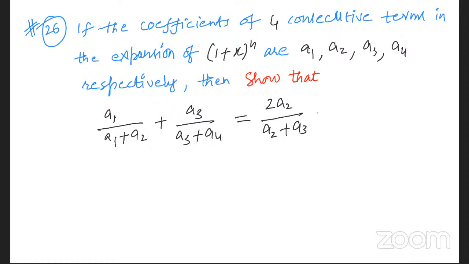Now, what's the question given? If the coefficients of four consecutive terms in the expansion of (1 + x)^n are a1, a2, a3 and a4 respectively, then show that a1/(a1 + a2) + a3/(a3 + a4) = 2a2/(a2 + a3). We shall solve this one. Let us see the solution.